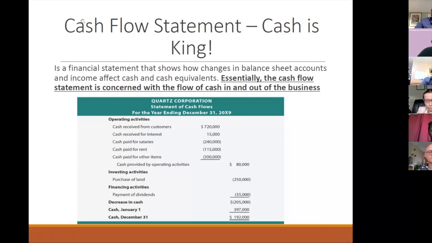So they don't really want to understand, okay, what is money really coming in and coming out? So a cash flow statement is really inflows and outflows of cash, pure cash. So let's say for operating activities, right? Cash received from customers, 720. Cash received from interest, right?